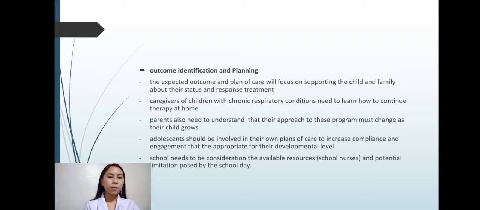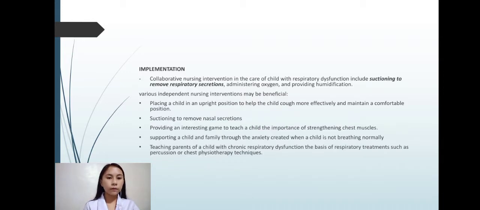Next, implementation. Collaborative nursing interventions in the care of the child with respiratory dysfunction include suctioning to remove respiratory secretions, administration of oxygen, and providing humidification. Suctioning to remove secretions and expectorant therapy help maintain a clear airway.